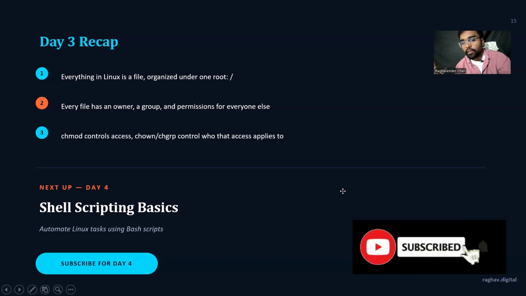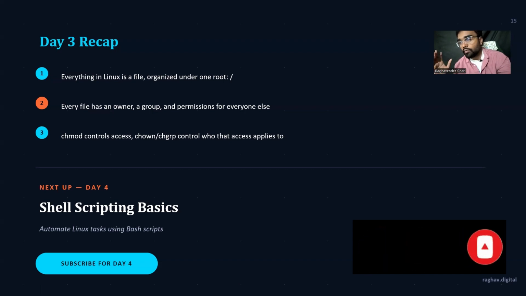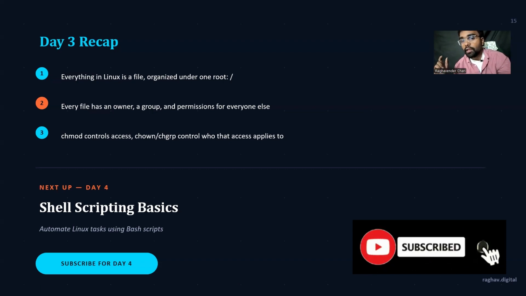So what we have learned today: everything in Linux is a file organized under one root, and every file has an owner, a group, and permissions for everyone else. So chmod controls access, chgrp controls who that access applies to. So that's about today's class, and it is very clear that we have seen all the permissions needed for the files, how we can give access, how we can restrict people and all.